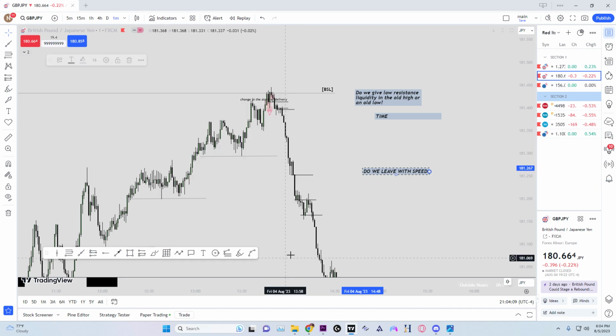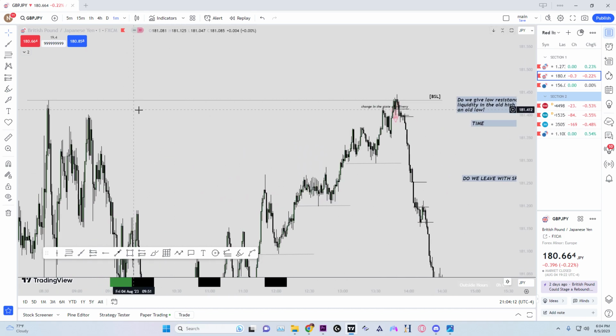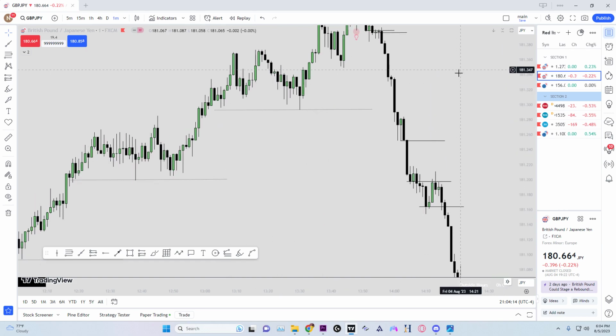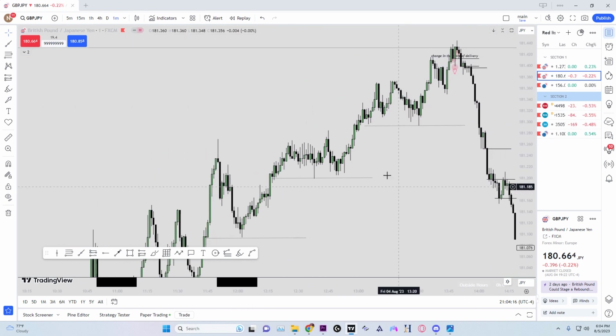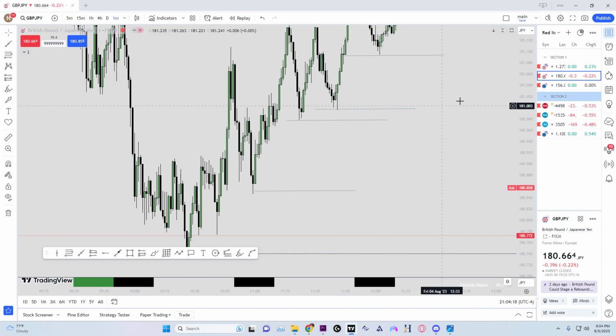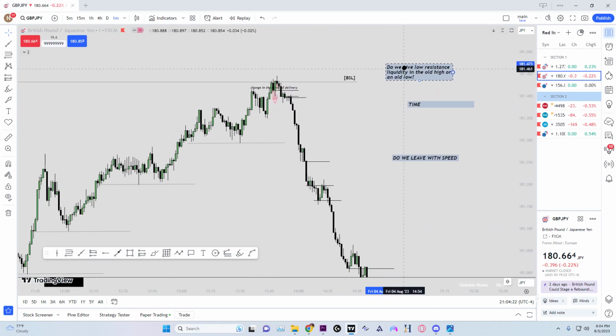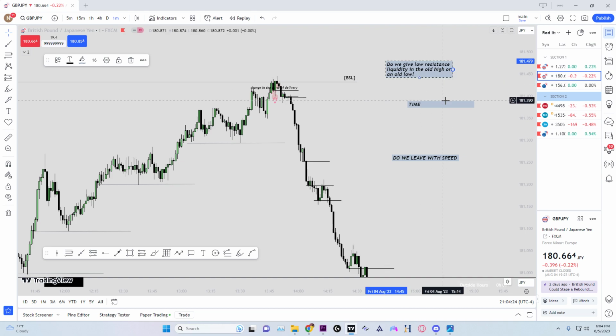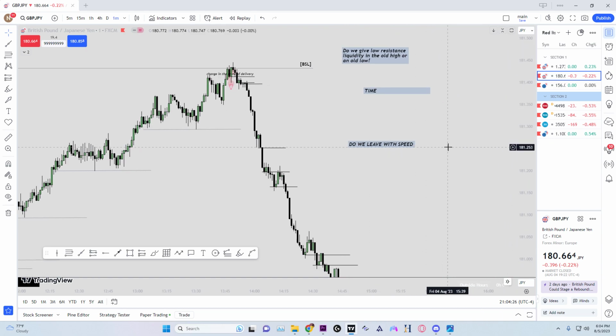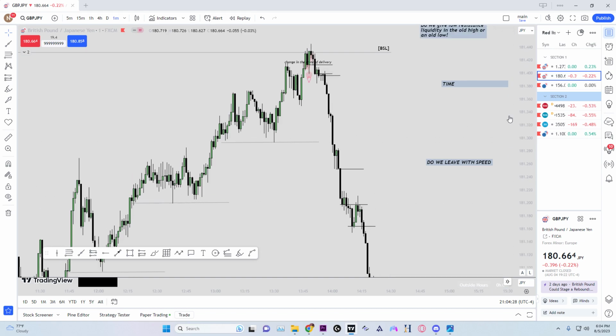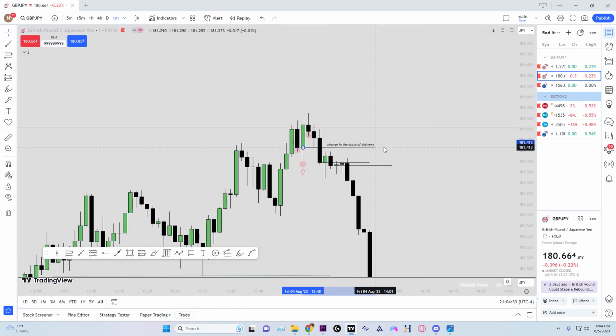And this is not only for turtle soup. This is every single PD array. I know the title is going to say turtle soup gem, but this is for all PD arrays. Is there low resistance liquidity? Are we in a time? Do we leave with speed? And this is for you guys to study.